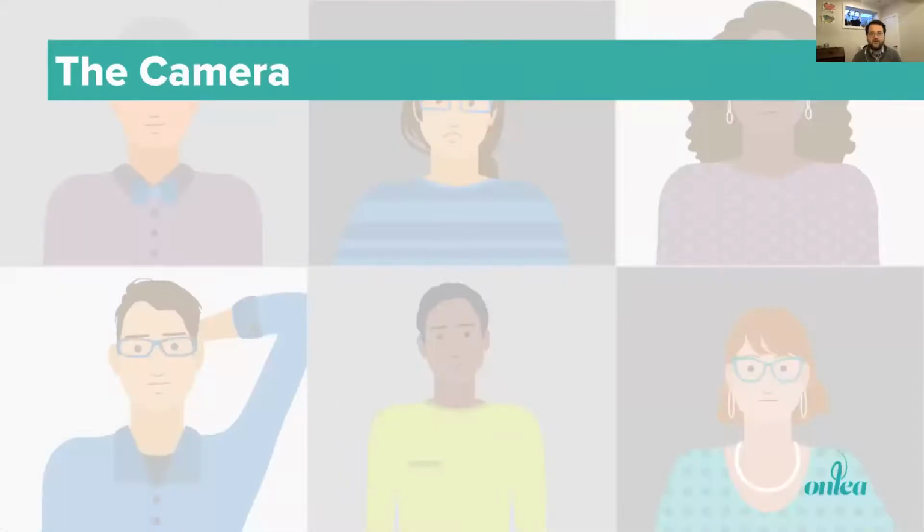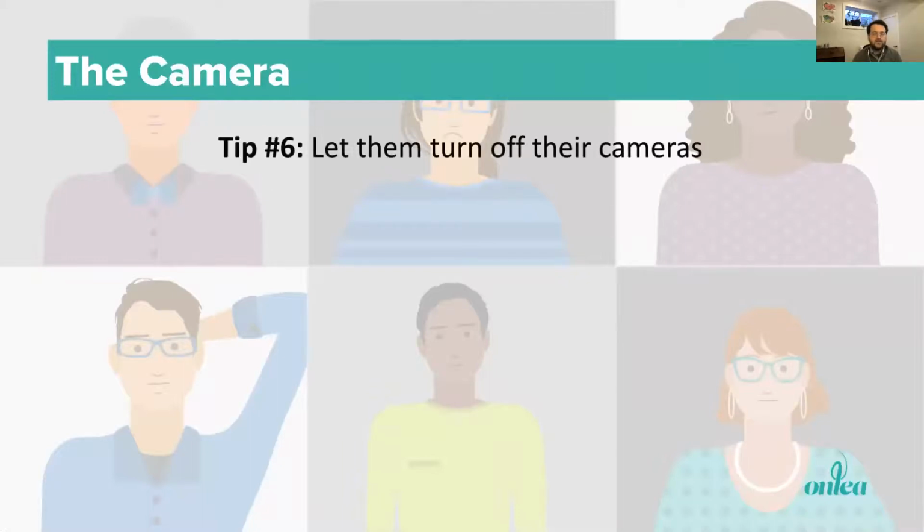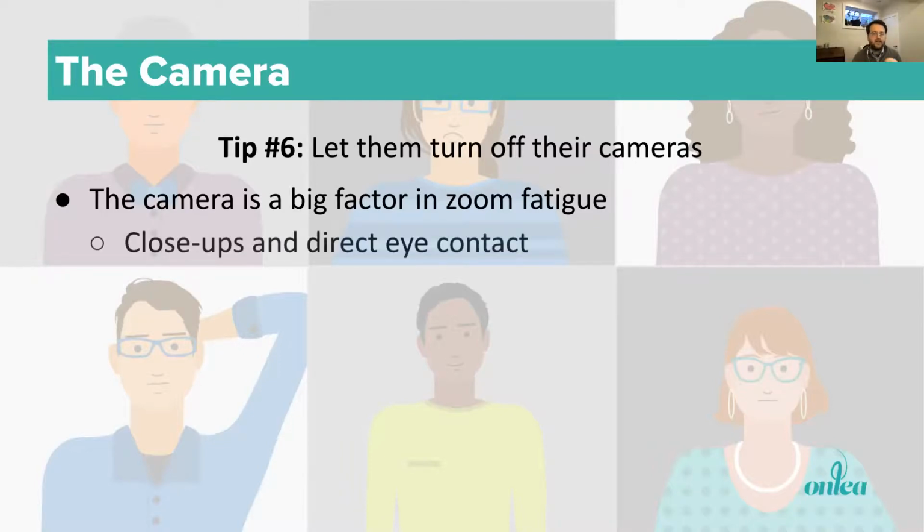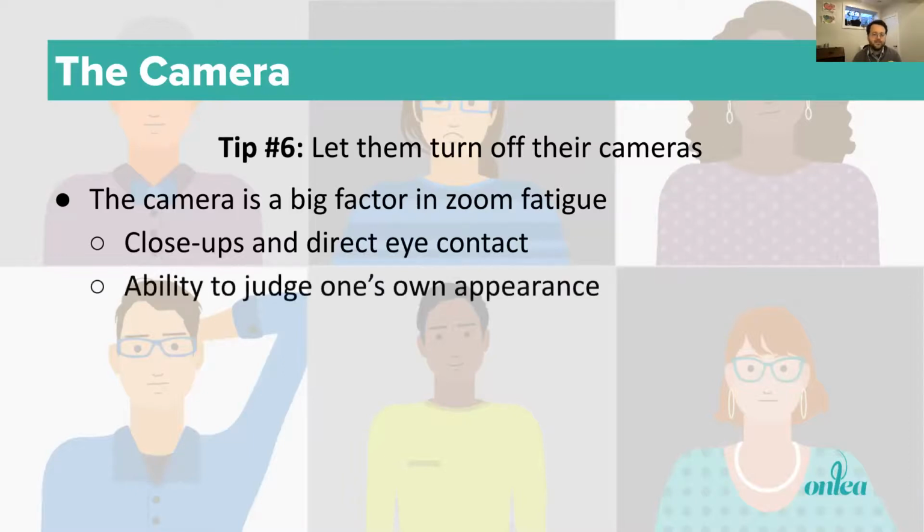And now we're going to touch on the camera. While your image is important to the students, their images can actually be a problem. So let them turn off their cameras. In a classroom environment, your gaze moves around the room. It is not typically focused on any one student unless they are speaking. Similarly, students are able to break eye contact by looking at their notes or at your presentation or whiteboard. In an online class, the close face-to-face interaction and long periods of direct eye contact, as well as the student's ability to see and judge their own appearance, are exhausting.